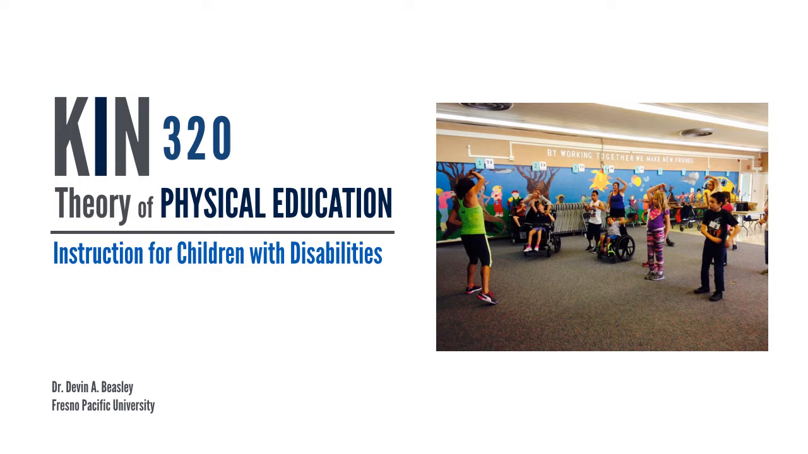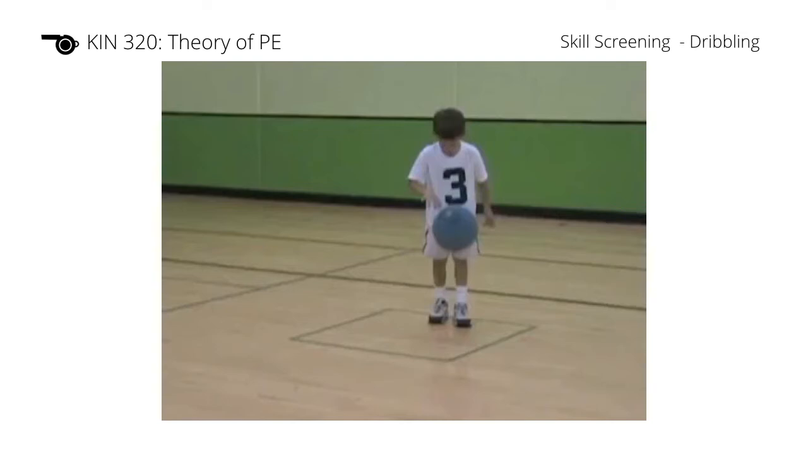So let's evaluate the performance of one of my little buddies here, and you tell me what you think. Is there a disability or not? Now, the expectation here is to properly dribble the ball, demonstrating some control and remaining inside the square. So this requires you to know a little bit about the correct skill of dribbling. So you be the judge, possible disability or not.